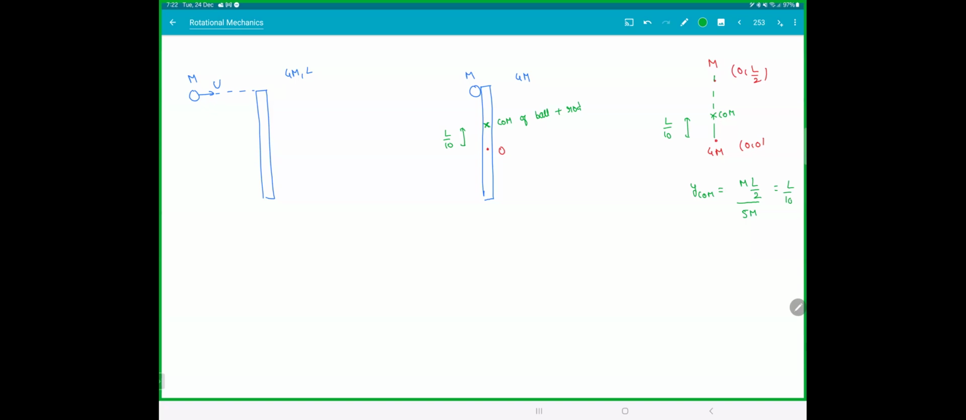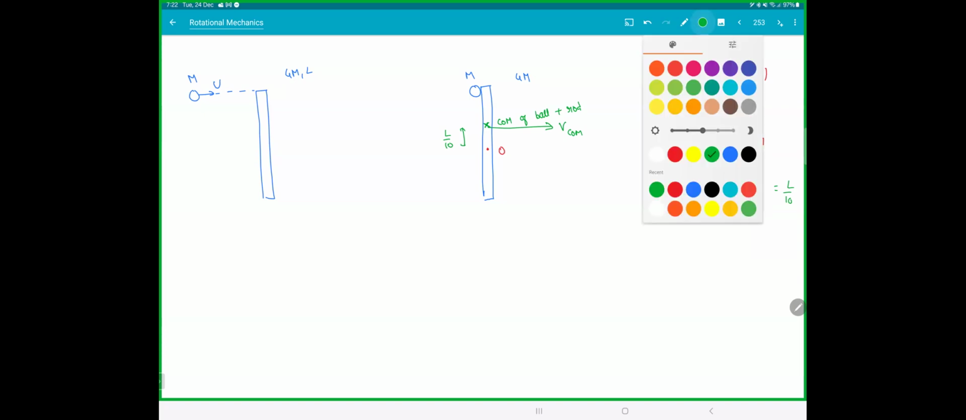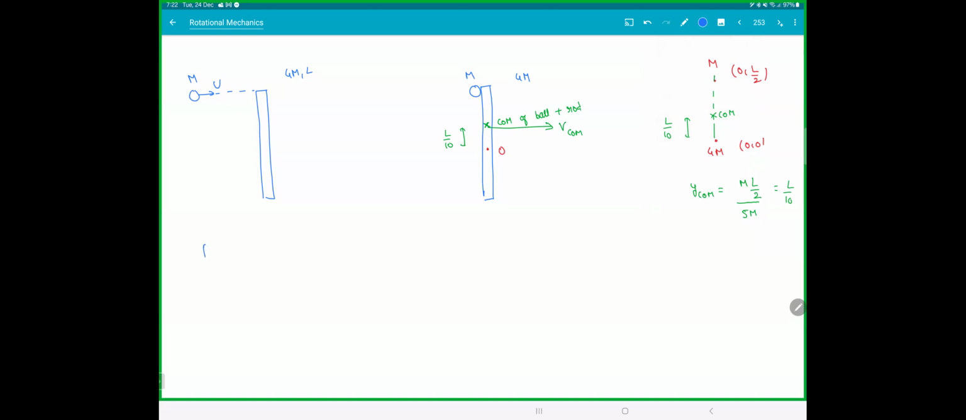So after sticking, which point goes in a straight line? The center of mass of the system, right? So this guy is actually going with a velocity V center of mass. So when you conserve momentum, initial momentum P initial is equal to P final. So initial momentum is mu. The final momentum is m plus 4m into V center of mass of the system. V center of mass is u by 5.